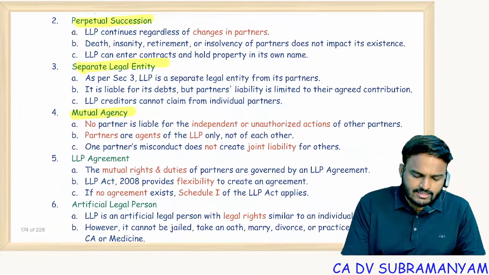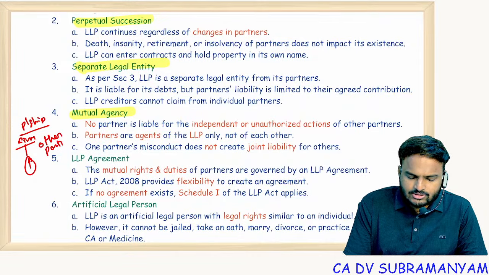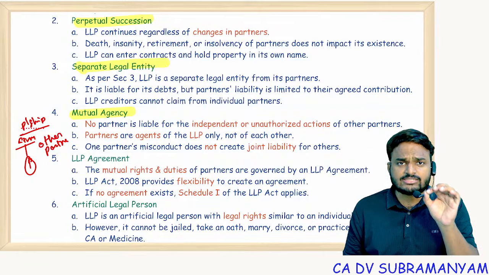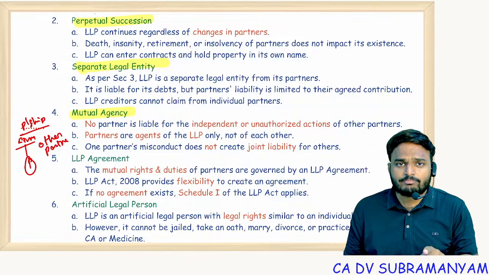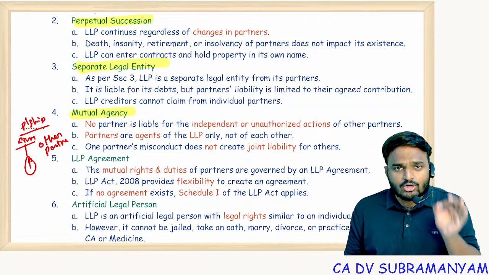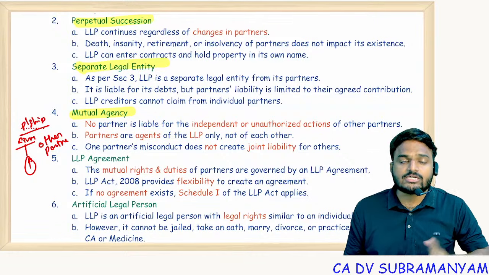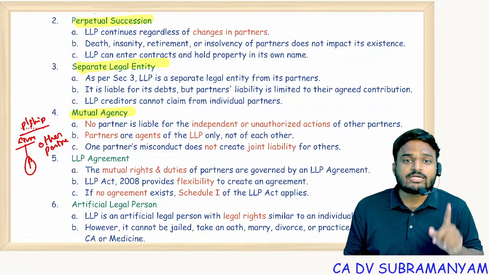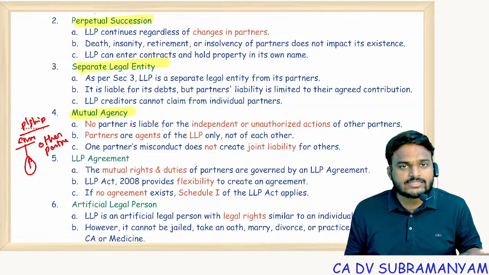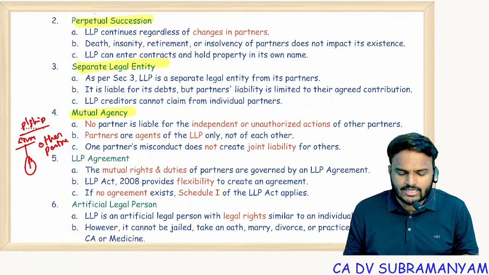Yes, mutual agency. Generally in a partnership firm, every partner is an agent to the firm. That means every partner is an agent to all other partners. I'm your agent, you are my agent. That is what mutual agency determines. But coming to LLP, there is no concept of mutual agency. There will be a concept of agency, and that too, each partner is an agent to the LLP, not to the other partners. So for the act of a partner, is the LLP liable or the other partners? The LLP. That's why there is no concept of joint and several liability in case of LLP. Individual liabilities only.